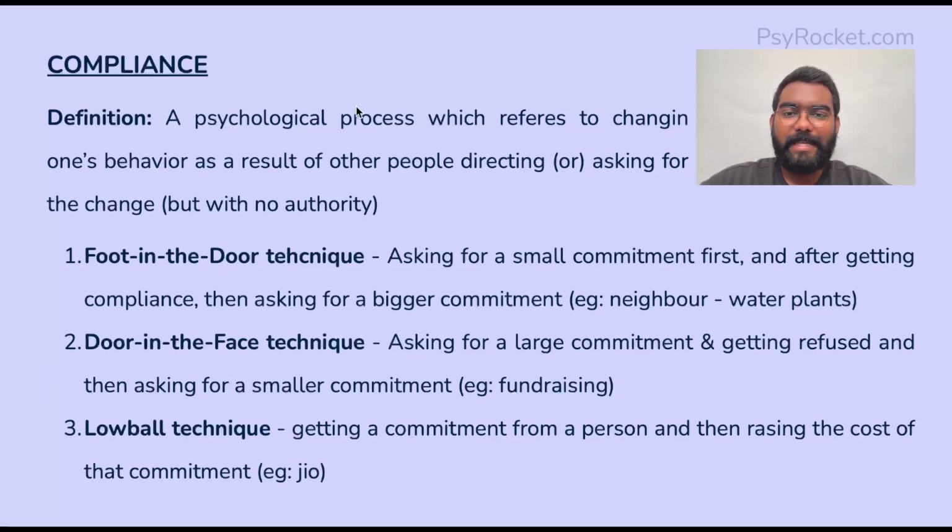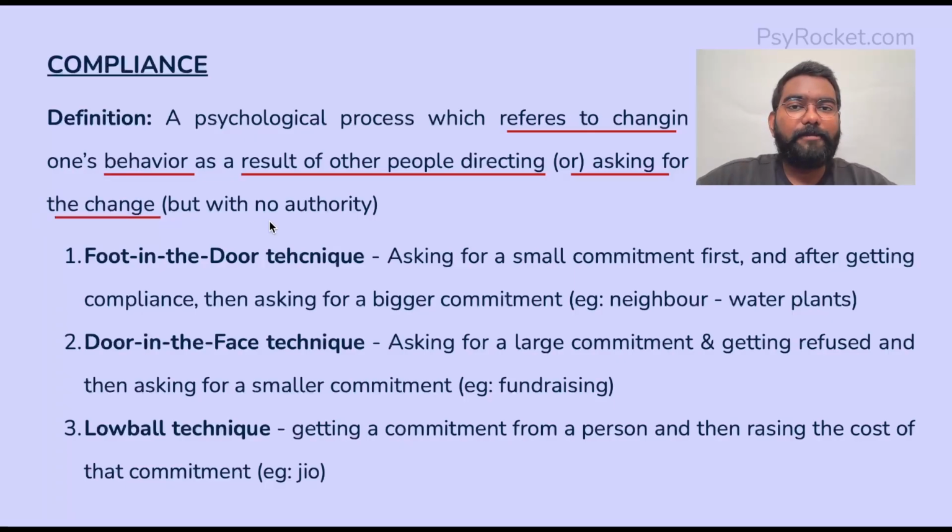Compliance is a psychological process which refers to changing one's own behavior as a result of other people directing or asking for the change. In conformity, there is no request by others, and there is no authority who can command us, but still we conform to other people's behavior voluntarily. But in compliance, we change our behavior as a result of other people directing or asking for the change. But there is no authority here. So there are 3 techniques in compliance which we will get to know.